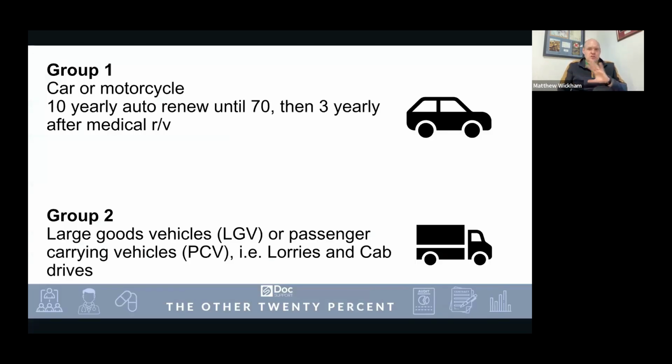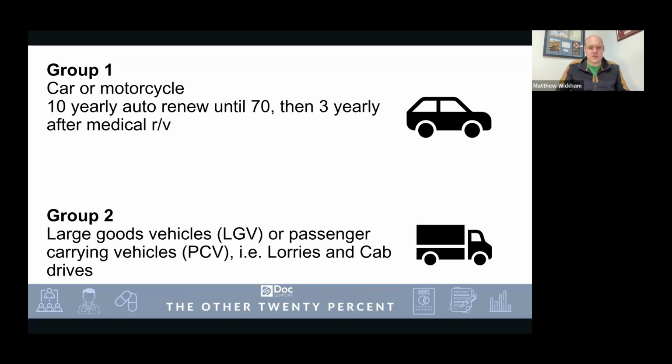Just bear in mind that there are two types of driving license that you can get in the grand scheme of things: Group 1 and Group 2. Group 1 is if you're a driver, that's pretty much what you've got. It's related to a car or a motorcycle, and you'll have 10-yearly auto renewal until you're 70, and then 3-yearly after a medical review.